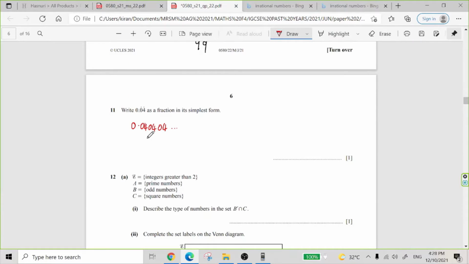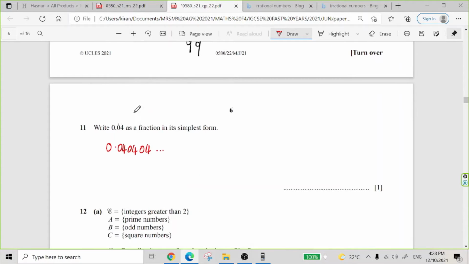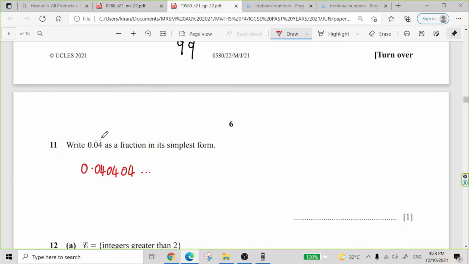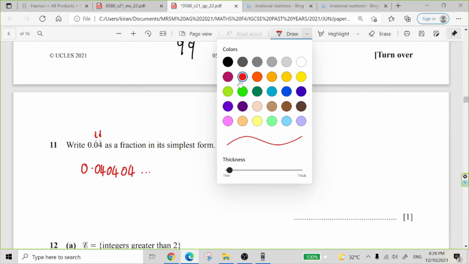Okay, we go to question number 11. Write down 0.04 recurring as a fraction in its simplest form. If there are two dots like this, it means this is a recurring decimal. What does it mean by two dots here? It means the repeated number here is 04, 0404.